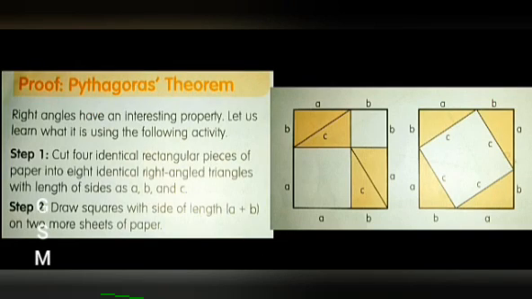Next, Pythagoras theorem. Right angle triangles have an interesting property. Let us learn what it is using the following activity. Step 1. Cut 4 identical rectangular pieces of paper into 8 identical right angle triangles with a length of sides as A, B and C. Draw squares with side of length A plus B on 2 more sheets of paper.